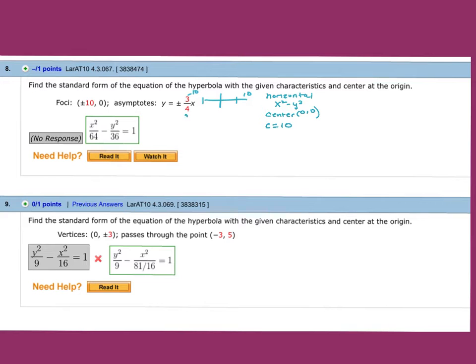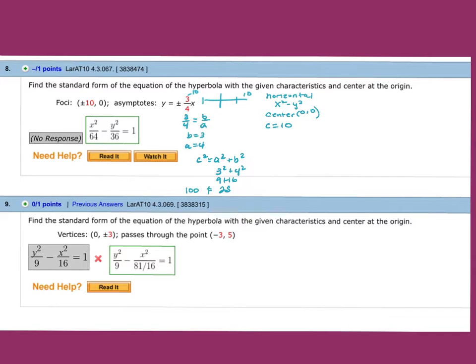Then the asymptotes are 3 over 4. It's horizontal, so that's B over A. So B should be 3 and A should be 4. But I said this yesterday. Remember, you had to check to see if that was reduced. So in order for it to work, C squared has to equal A squared plus B squared. And 3 squared plus 4 squared is 9 plus 16. That's 25. It doesn't equal 100, which would have been the C squared.